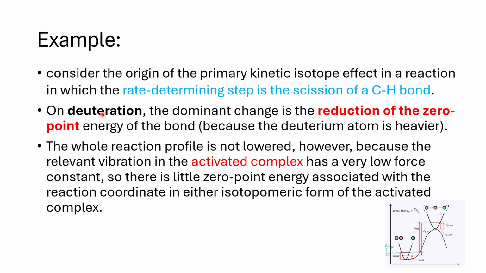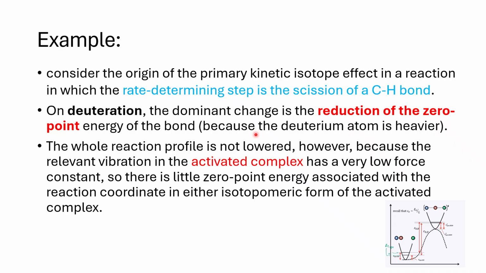When we perform deuteration, that is, replacing the hydrogen with the heavier deuterium atom, what is the dominant physical change? The dominant effect is the reduction of the zero-point energy of the bond. The reduction occurs precisely because the deuterium atom is heavier than the hydrogen. We will look into more details later on this one.